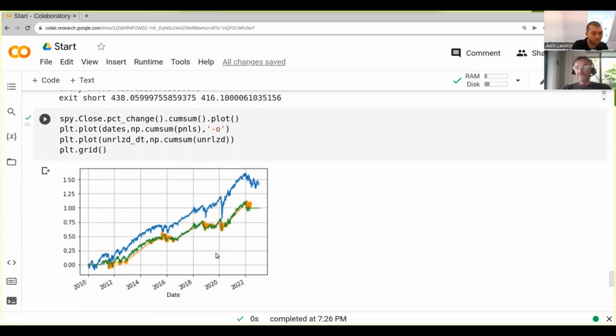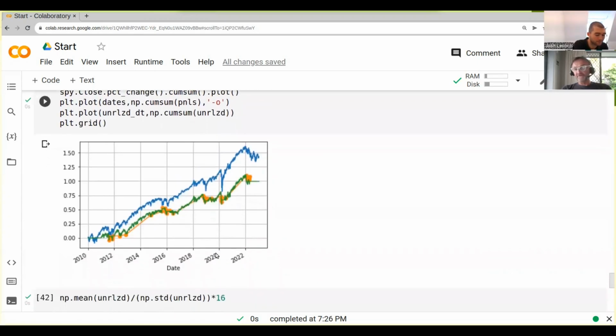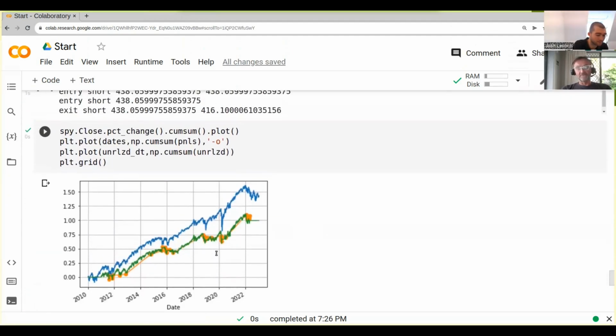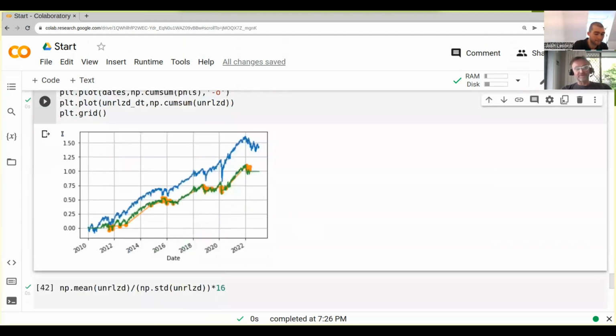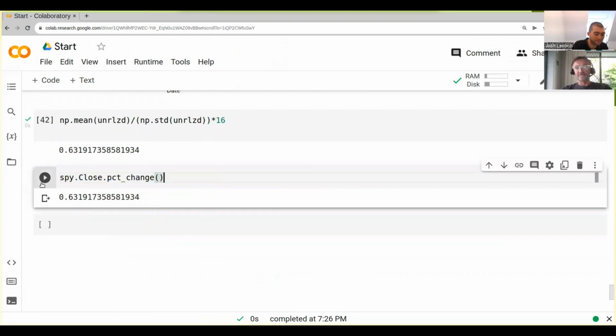Now let's see what the Sharpe ratio is of our benchmark, because what we can then do is ask, well, what's better, our benchmark or our strategy? And quite frankly, I don't know myself.